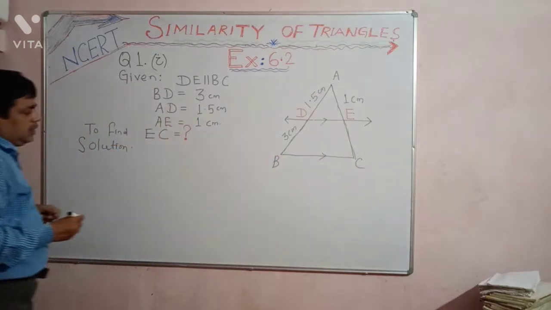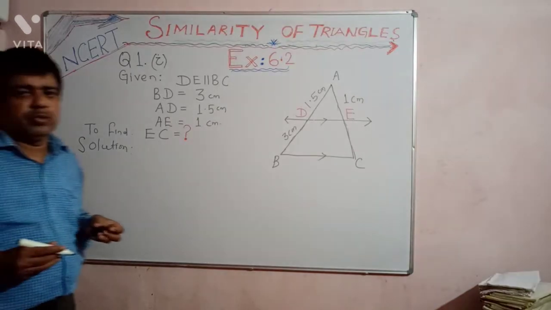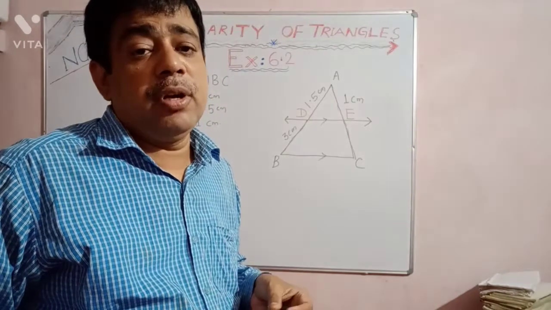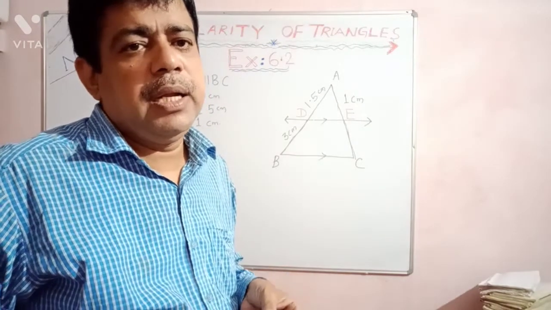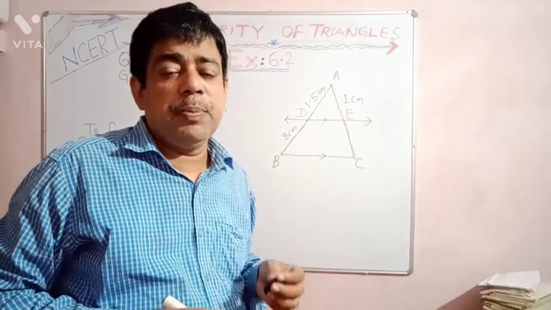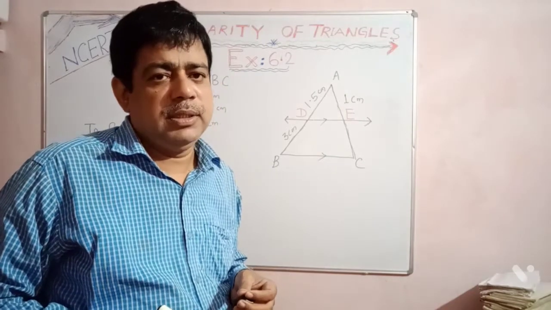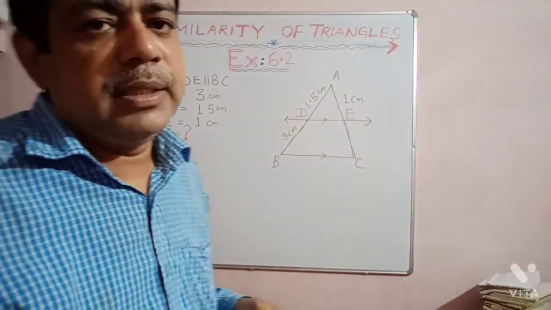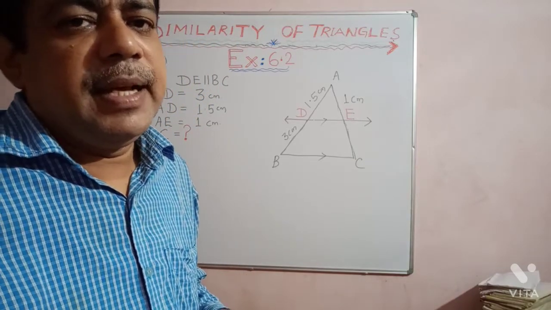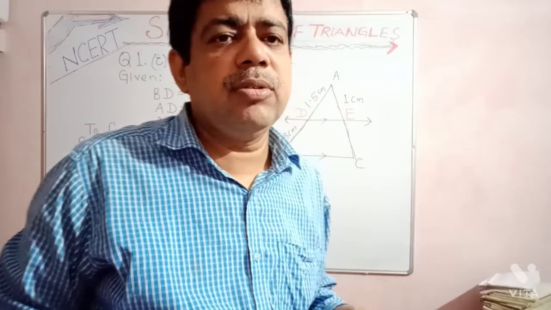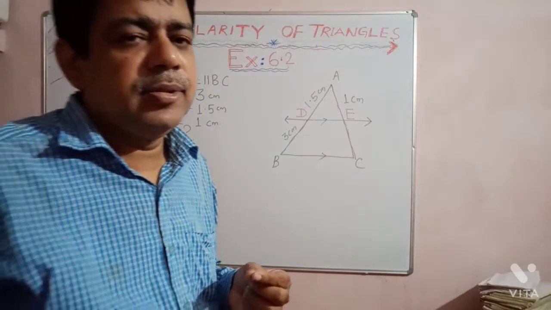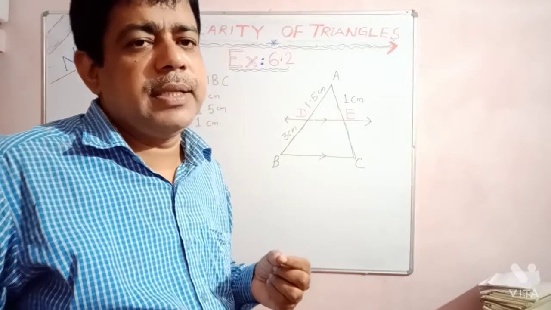According to the Basic Proportionality Theorem, all of you know, if a line is drawn parallel to one side of a triangle, it intersects the other two sides in the same ratio. Yes or no? And this is the Thales theorem. A line drawn parallel to one side of a triangle intersects the other two sides in the same ratio.